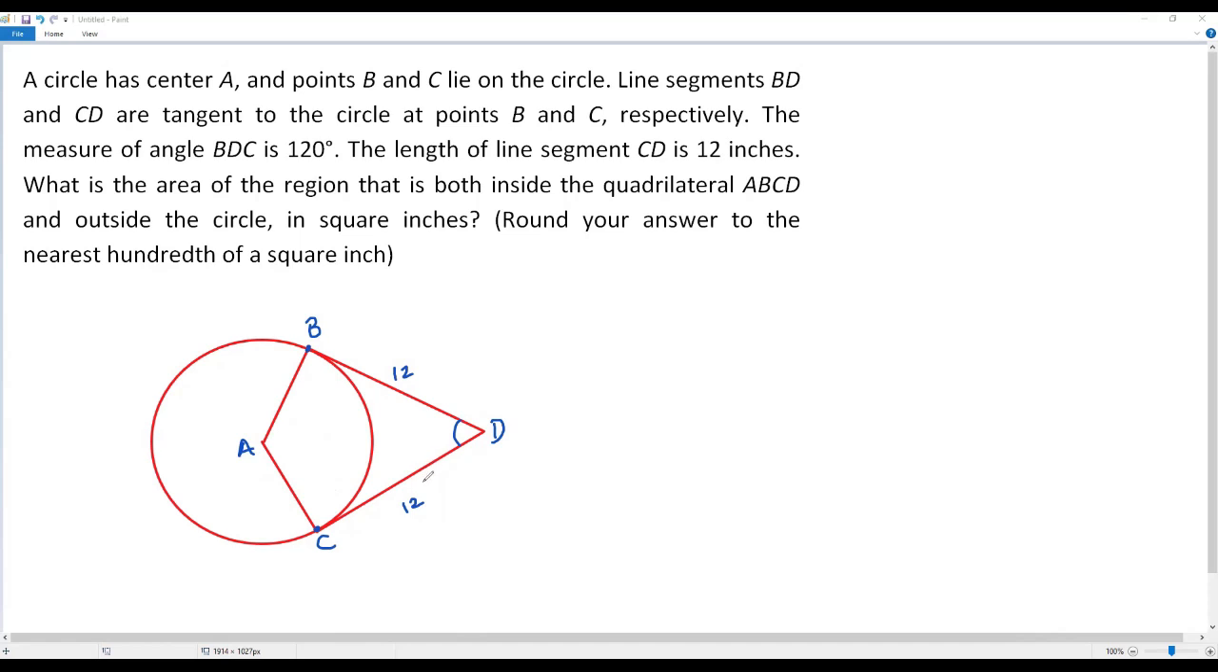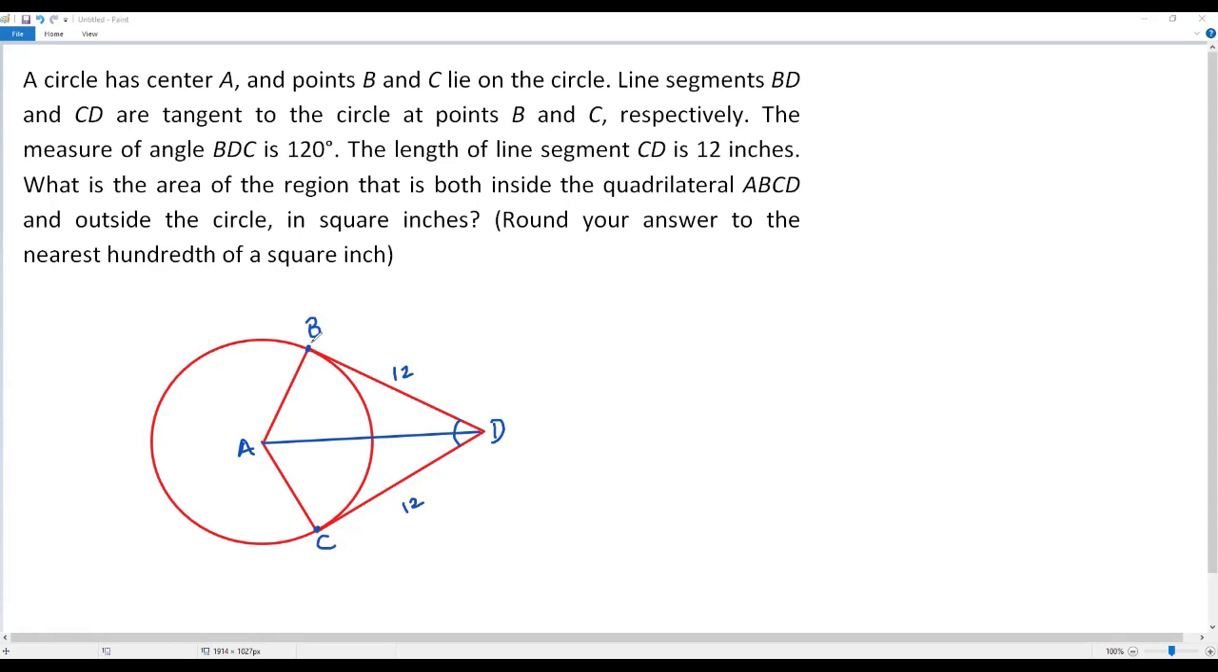Now let's plan how to get the area of the quadrilateral. Let me connect the center of the circle A and the external point D. Whenever two tangents are drawn to a circle from the same external point, the two tangents along with the two radii form a quadrilateral. Connecting A and D divides the quadrilateral into two congruent triangles with equal areas. Once I get the area of one triangle, I can multiply it by 2 to get the area of quadrilateral ABCD.